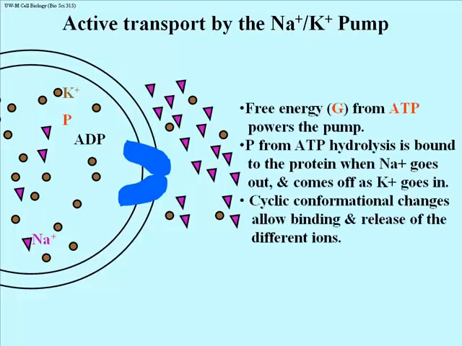So to summarize, free energy, G, remember, from ATP hydrolysis is what's going to power this pump. The phosphate actually participates in the process by binding to the sodium-potassium pump protein, causing a conformational change in which the sodium can bind and then be expelled from the cell. And the phosphate then is hydrolyzed as the potassiums go into the cell, and again, cyclic conformational changes account for the binding and release of the different ions. So this process reestablishes the normal sodium and potassium concentrations in a resting cell.